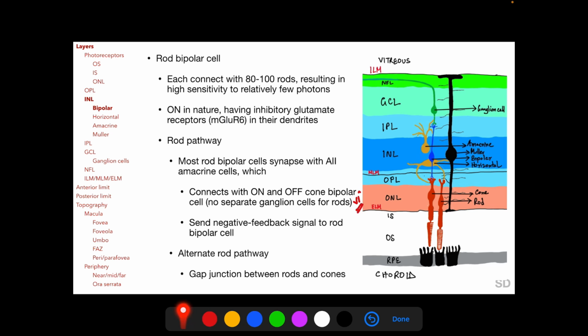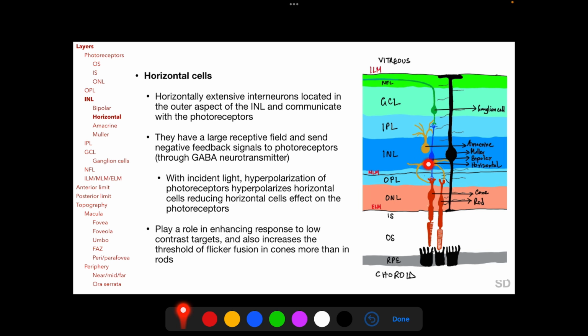Most rod bipolar cells synapse with the A2 amacrine cells, which connect with on and off cone bipolar cells. Another alternate rod pathway is said to exist as gap junctions between rods and cones. So rods don't have their own ganglion cells and take the help of cone bipolar cells and cones to transmit their information.